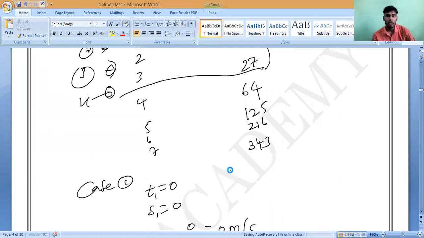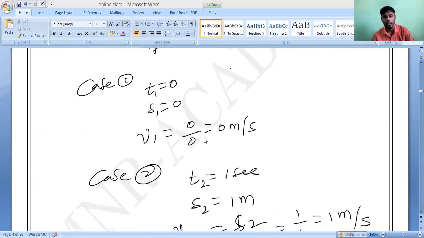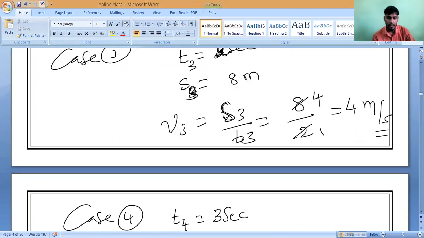Laksha, Manya, Samya, at least say yes, sir. You understand or not? Understood, sir. Tamil Selvan. Okay, solve it. Case 3, case 4.